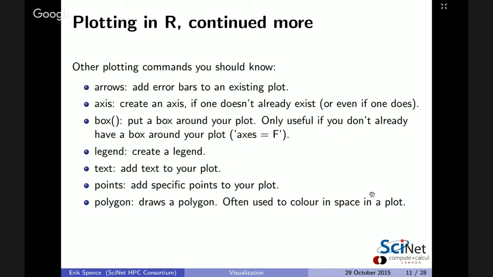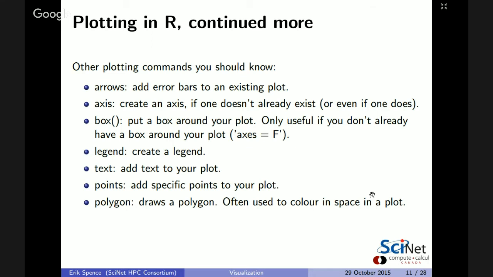Other commands. So those are the main ones you invoke, but there are others you can add on top, either after the fact or sometimes as arguments too. Arrows will add error bars to your data. Axis, we're going to see later, allows you to manipulate your axes, your tick marks, your labels, and so forth. Box, we've seen already, puts a box around your plot.